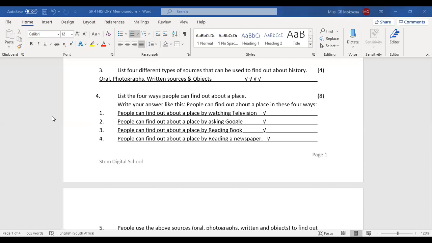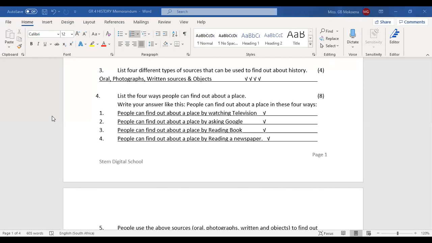Okay, so objects are things that people were using. We can maybe look at the Khoisan people and the objects that they were using, such as the pots. The pots that they were using, those are objects. The clothes that they were wearing are also examples of objects.